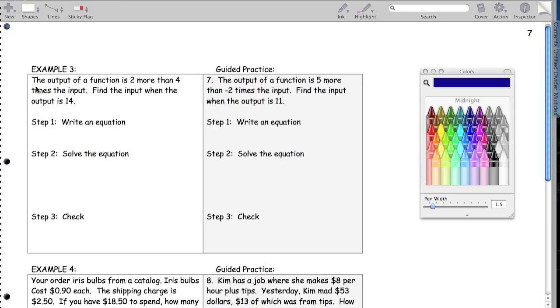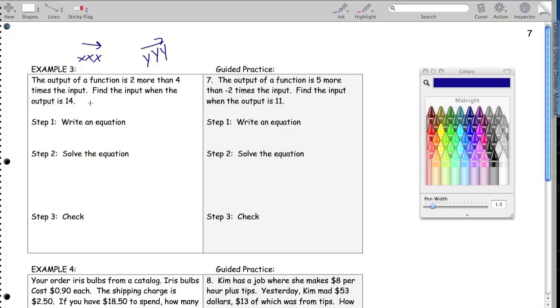Example 3: The output of a function is 2 more than 4 times the input. Find the input when the output is 14. So remembering that input is what goes into our copy machine, the x's. Output is what comes out of our copy machine, the y's. Domain, range, we talked about all of that in the first chapter.